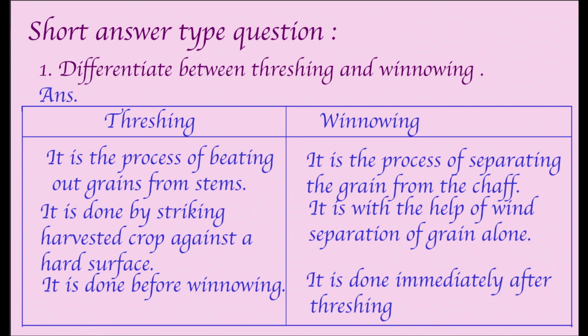Next is short answer type questions. First, differentiate between threshing and winnowing. Threshing is the process of beating out grains from stems. Winnowing is the process of separating the grains from the chaff. Threshing is done by striking harvested crops against a hard surface. Winnowing is done with the help of wind, separating the grains alone. Threshing is done before winnowing, and winnowing is done immediately after threshing.